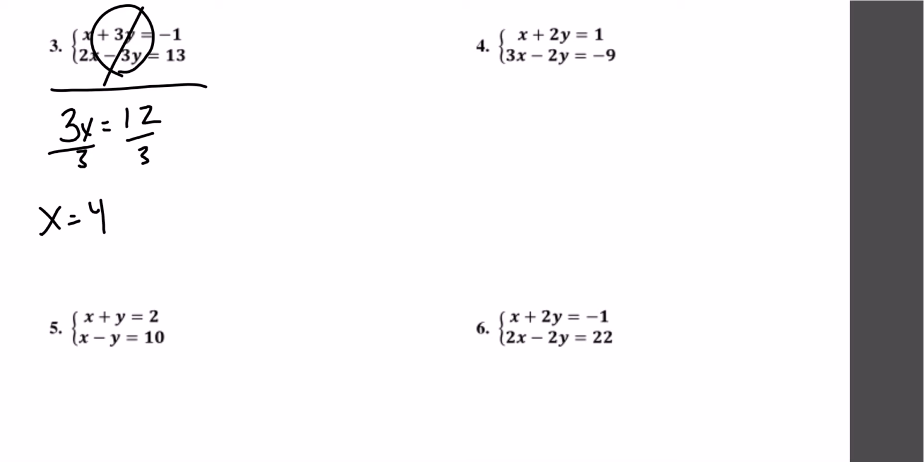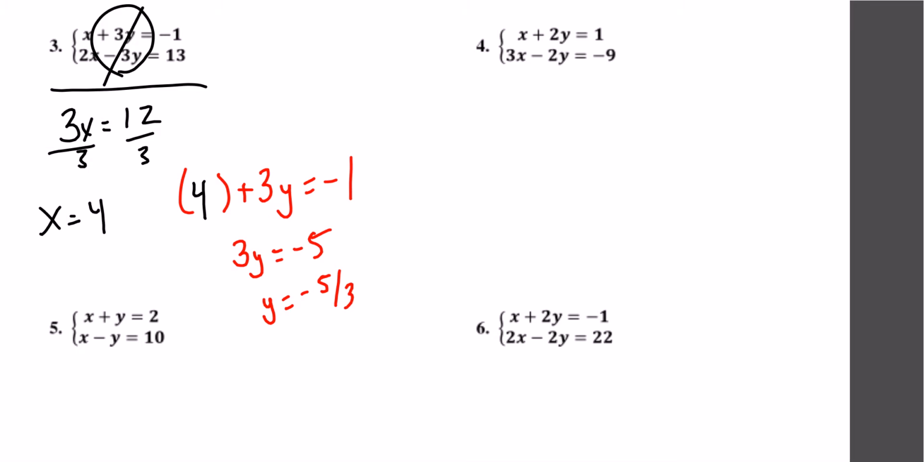I'm going to take that 4, I'm going to plug it in for x in the original problem. I'm going to pick the top. So I'm going to read the top as x plus 3y equals negative 1. But remember, x is 4. So now I'm going to subtract 4 from both sides, and we get 3y equals negative 5. So y equals negative 5/3. Now I have an x and a y, so I'm going to write that as an ordered pair. 4, negative 5/3. Maybe you write negative 1.3 or negative 1.6 repeating. Maybe you write negative 1 2/3. Any of those are okay.